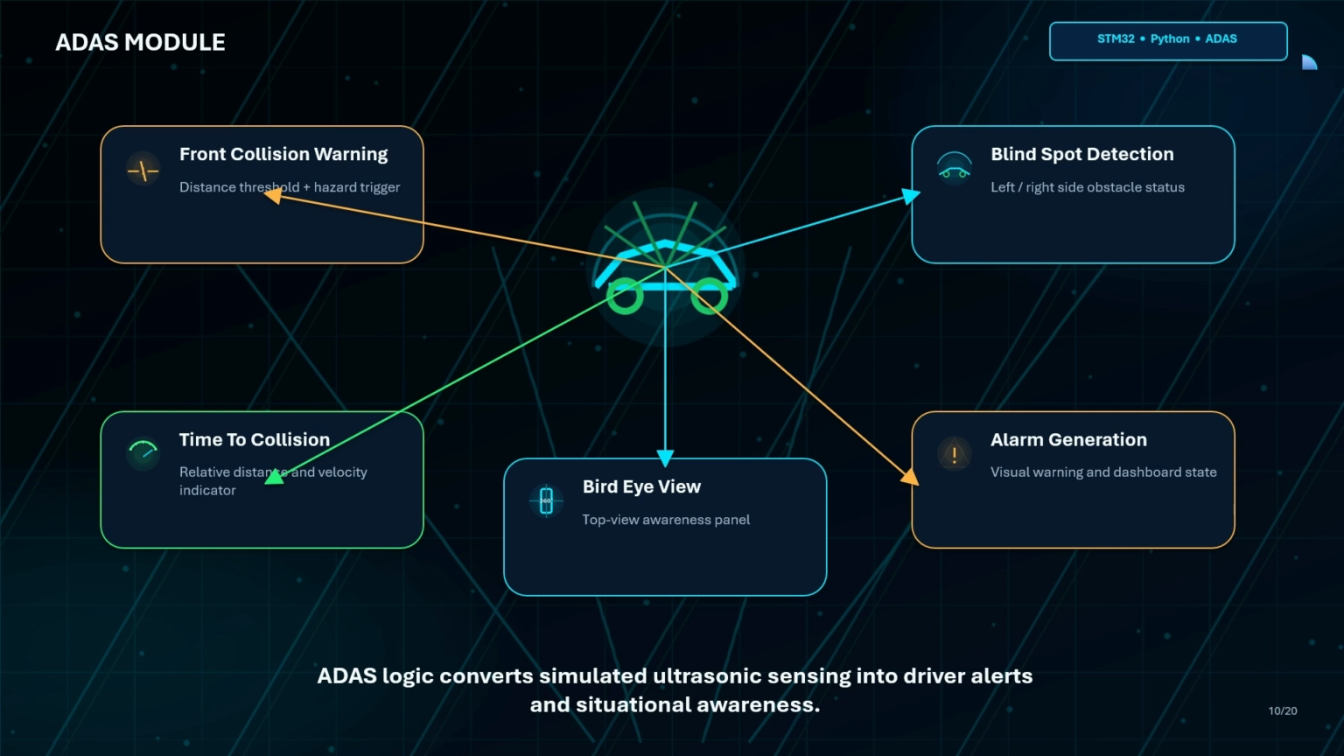The ADAS module provides basic driver assistance features. It includes front collision warning, blind spot detection, time to collision calculation, alarm generation, and bird eye visualization. These features help demonstrate how modern driver assistance systems process vehicle surroundings.